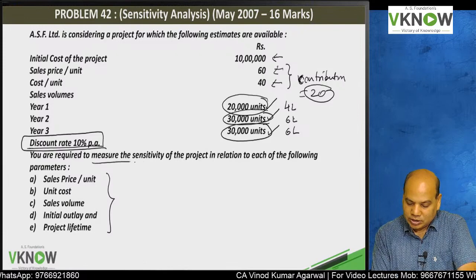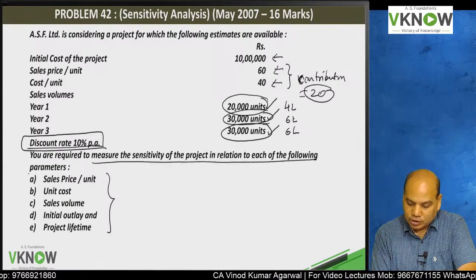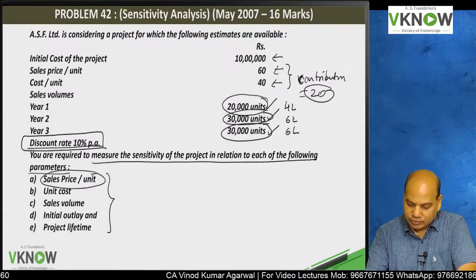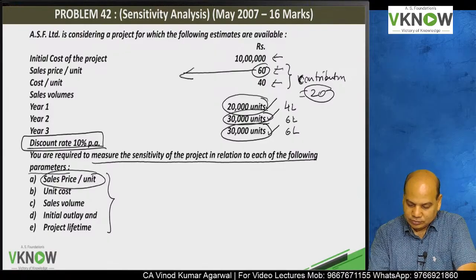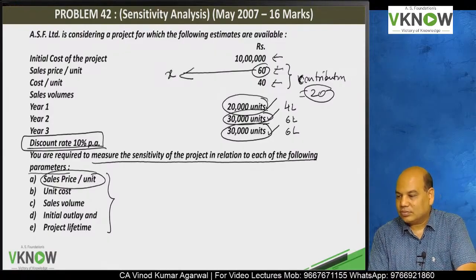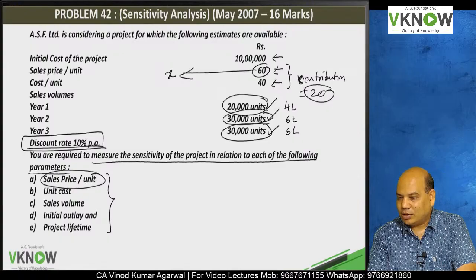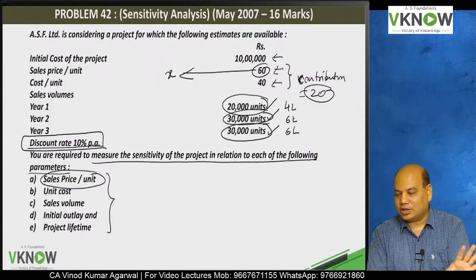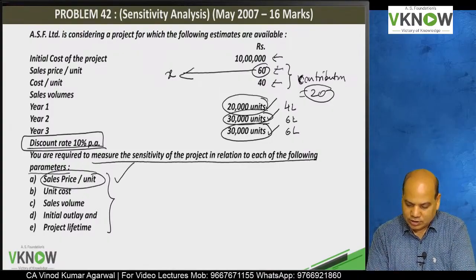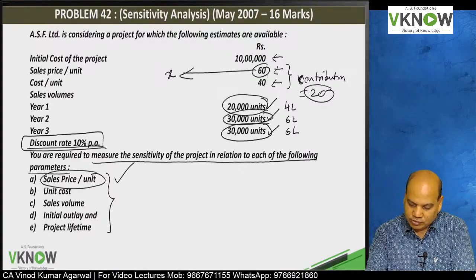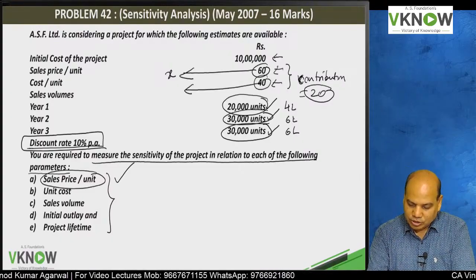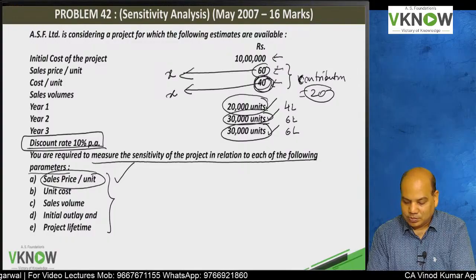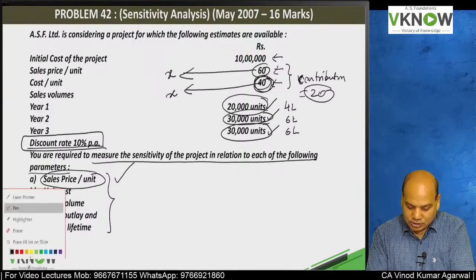You are required to measure the sensitivity of the project in relation to following parameters. First is selling price per unit. This is 60 right now. You make it X and find the value of X at which NPV will be 0, and you will get the first answer. Unit cost means this 40. So you can put this as X and find the value of this unit cost at which NPV will be 0. And the next is sales volume.